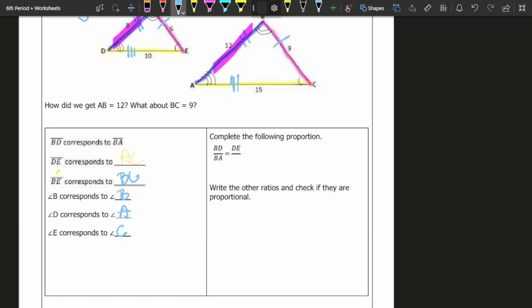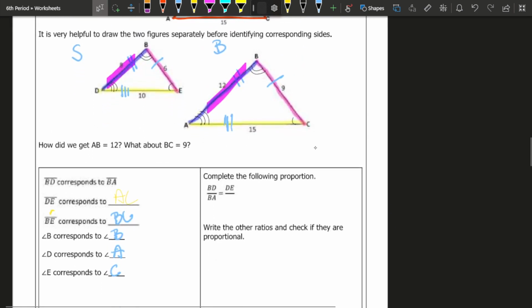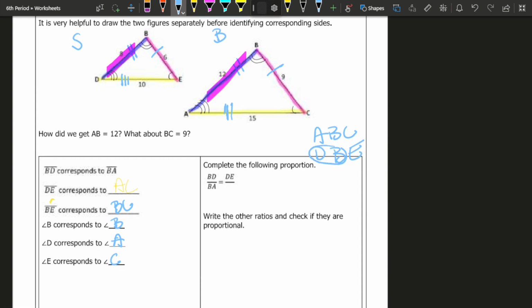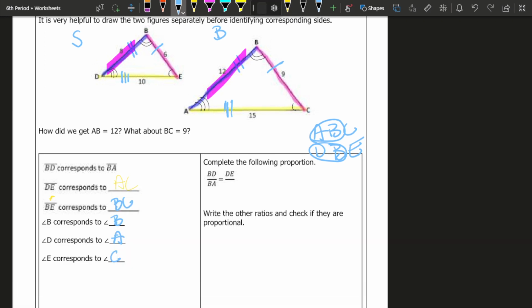And if you wake up, you learn and you pass my class. All right. So let's see again. Let's label this ABC and DBE. Says BD, which is these two, corresponds to BA. That is true. So DE corresponds to what? AC.